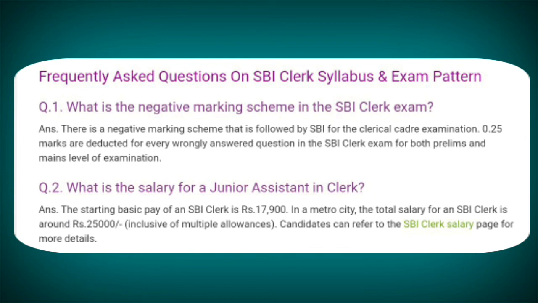Question 2. What is the salary for a junior assistant in clerk? Answer. The starting basic pay of an SBI clerk is Rs. 17,900. In a metro city, the total salary for an SBI clerk is around Rs. 25,000, inclusive of multiple allowances. Candidates can refer to the SBI clerk salary page for more details.